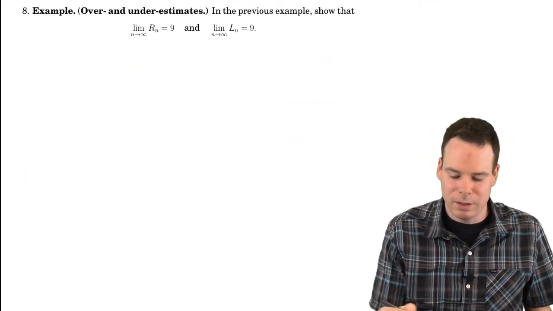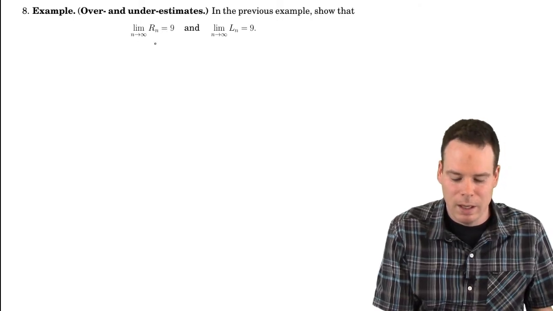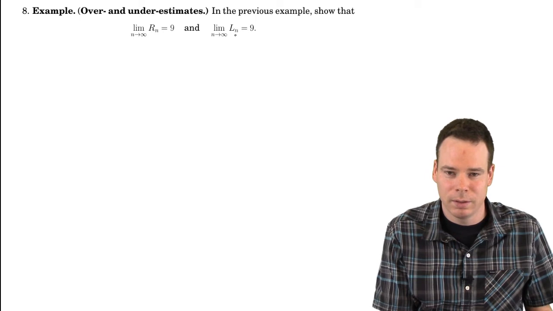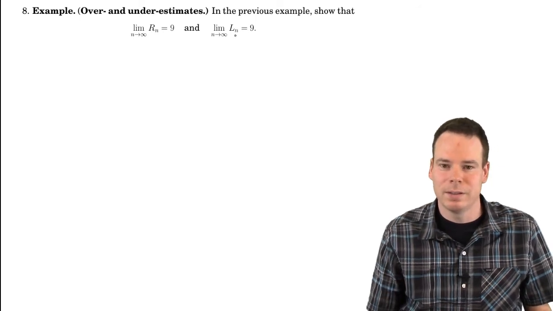We've got these two estimates now. We have that the actual area is always smaller than Rn, but always bigger than Ln. We've got expressions for Rn and Ln. Let's see what happens in their limit.